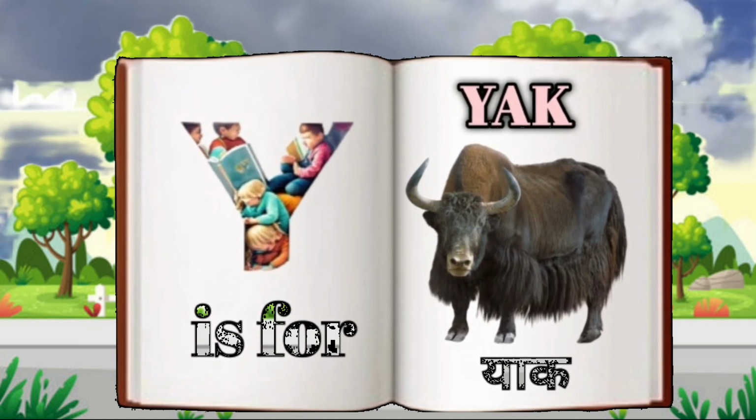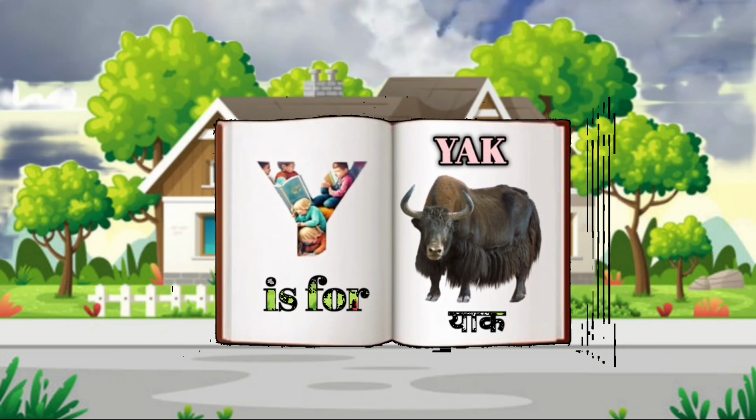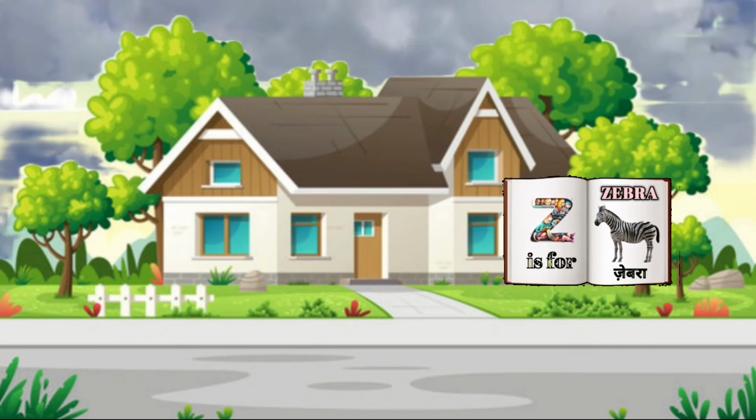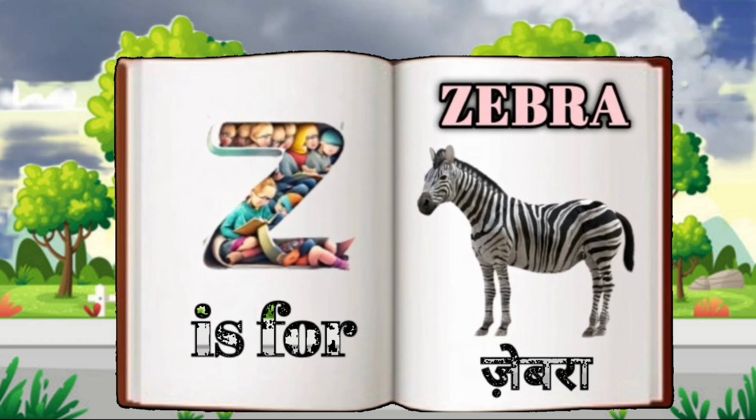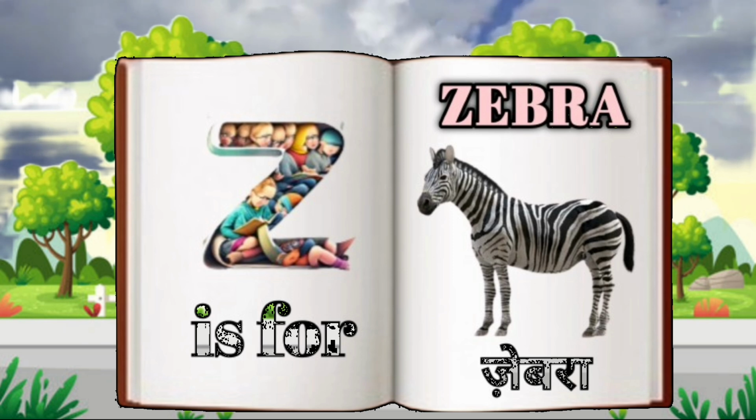Y is for yak. Yak means yak. Z is for zebra. Zebra means zebra.